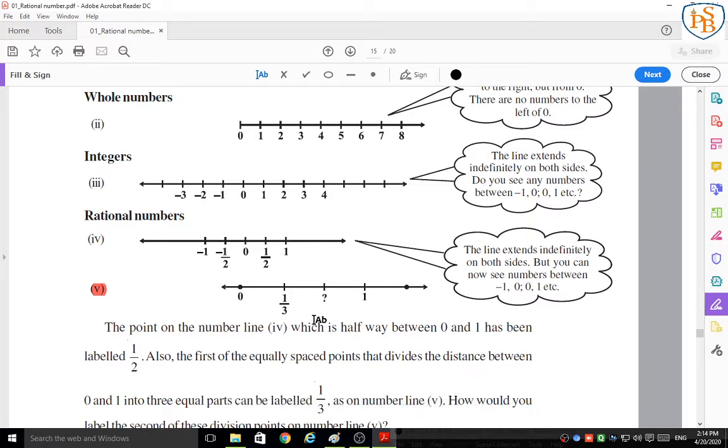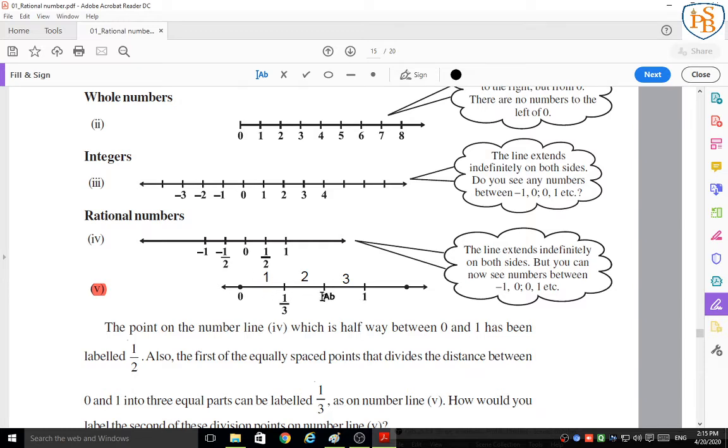From 0 to 1 there are three portions. This is the first portion, this is the second portion, and this is the third portion. From 0 to 1 we make three parts. These three parts show the denominator. That means at the denominator side there is the number 3. The first part, the first line, shows 1 upon 3. That means out of these three parts, this is the first part.